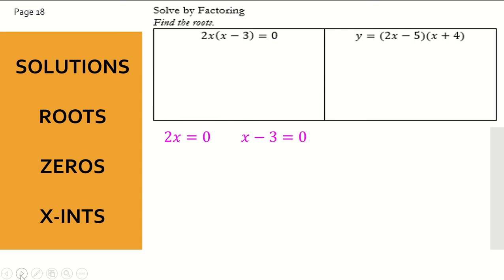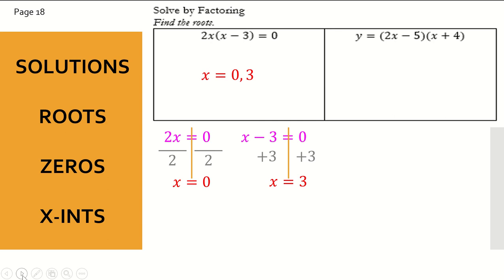From here, all we have to do is solve each of the equations for the variable x, or get x by itself. So on the left equation, 2x equals 0, I would draw a line down the equal sign and then divide both sides by 2 to get x equals 0. There was my first solution. The second equation, I would simply add 3 to both sides, do the opposite, to get x equals 3. So this quadratic has two solutions at 0 and 3.